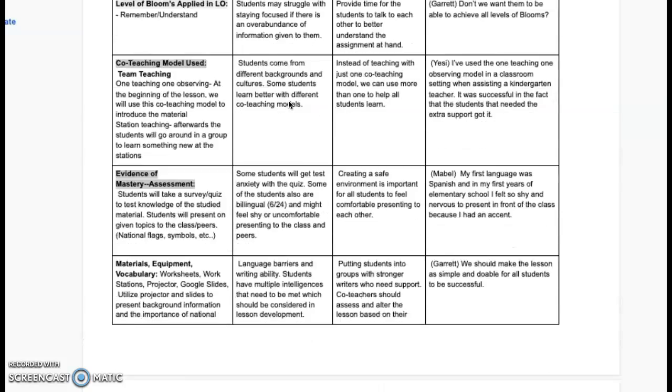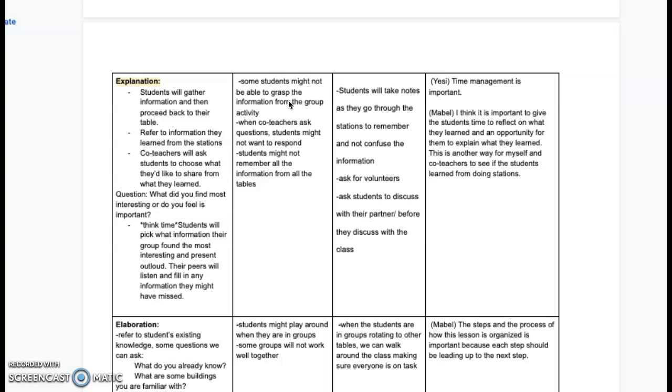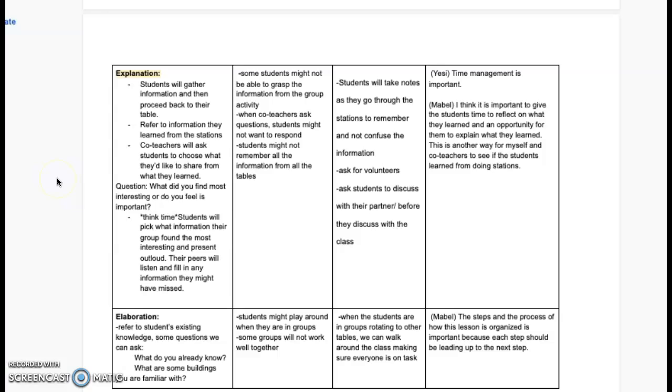Today we're going to focus on the explanation portion of our lesson plan. We're going to begin by going over the lesson components. Together, my co-teachers and I came up with these. The first one is students will gather information and then proceed back to their table. So part of our lesson plan is to do station teaching. As they gather information, when they're done completing all of the stations, they will go back to their seats.